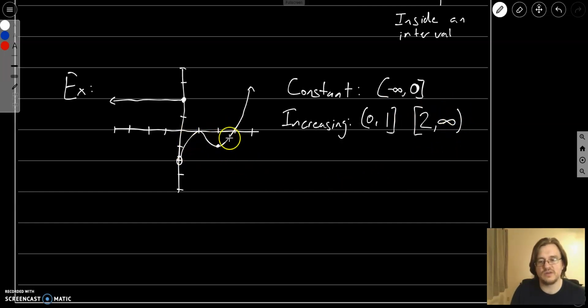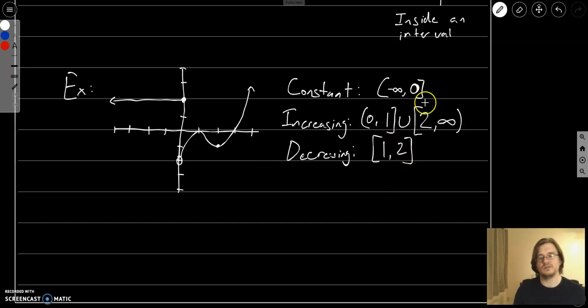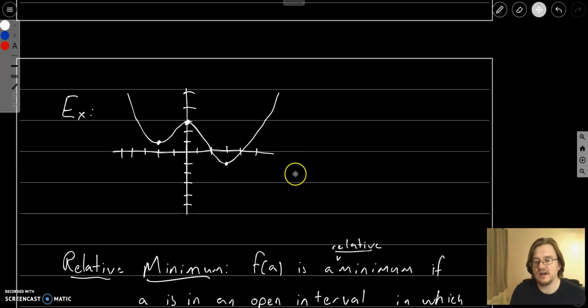And since we're increasing on both sections, we want to put these together, and putting sets together, we use the union. The last section of this is the decreasing section right here. And this will be decreasing from 1 to 2. Again, starting right at 1 and ending right at 2. So there's an example of going through and listing where a function will be constant, increasing, and decreasing.